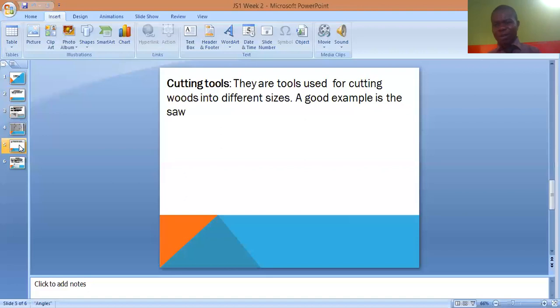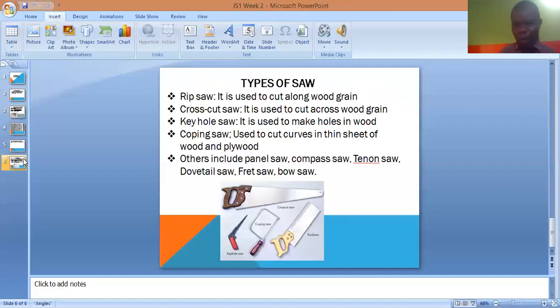What are the types of saw that we have? And then what are the different uses, or the things we make them to do? Though they all do cutting, we use them to cut, but we have different types of saw. They include the rip saw.